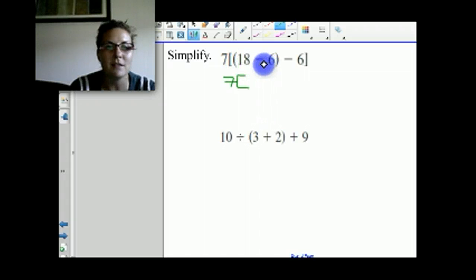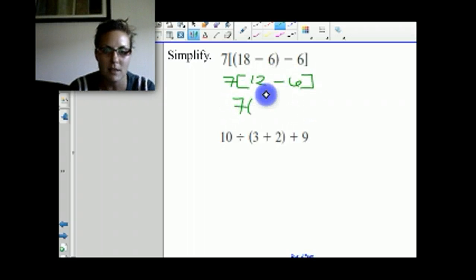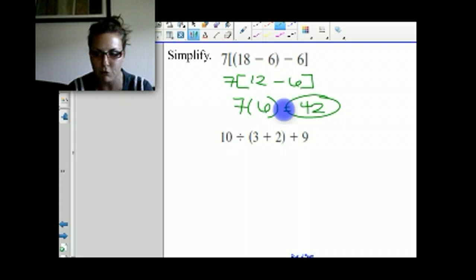We use our parentheses first. So 18 minus 6 is 12 minus 6. Now I still have a multiplication here, but I have to work with parentheses first. So I have 7 times 12 minus 6 is 6, and 7 times 6 gives me a final answer of 42.